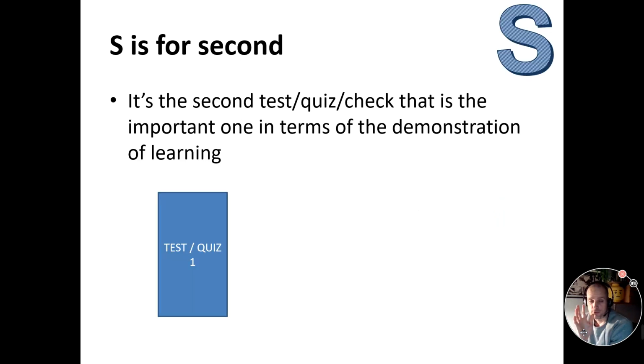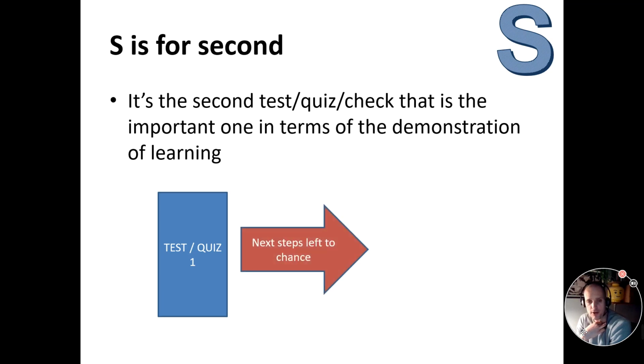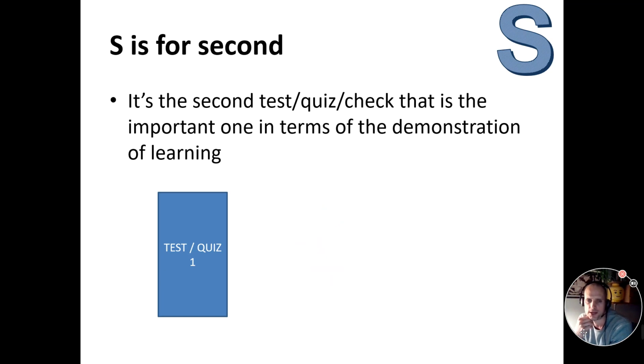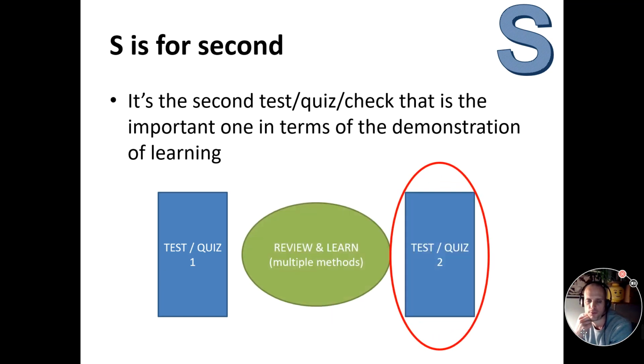I think this is a really important principle, and I only got this towards the end of my subject leadership. For me, it's the second time you test, quiz or check learning that's the key one. In terms of demonstrating learning, you might give a test or a quiz to a class, and often the next steps after that quiz or test are just left to chance. They're left to students to reflect on why they got that outcome, when actually it should absolutely inform a really considered review and learning process through multiple means.